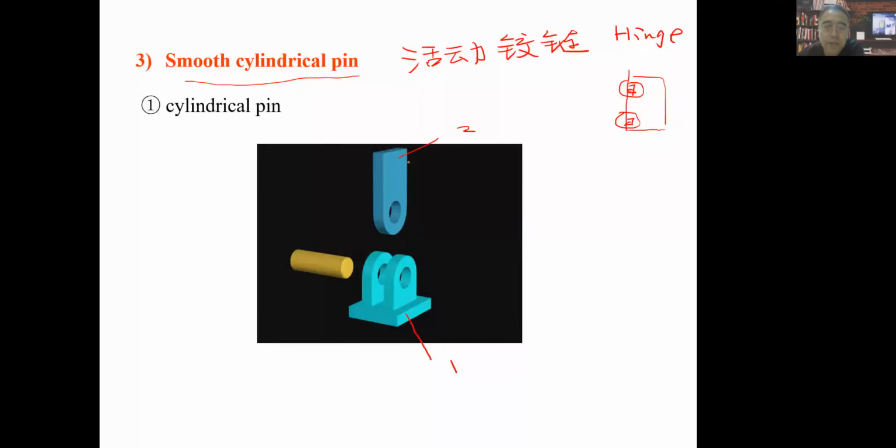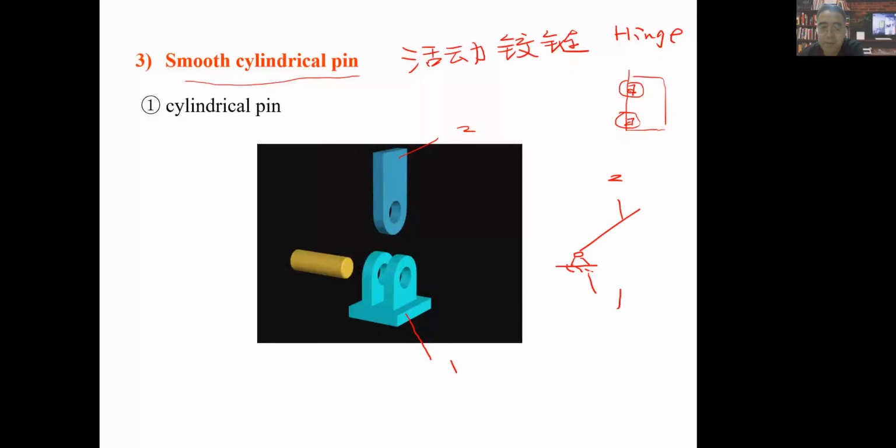And this body second also has a hole here. So when we push this body 2 into here, we let these 1, 2, 3 holes have a common internal line. Then we push this pin into this. I can draw it here. So it's more like this. This is body second, and this is body 1.